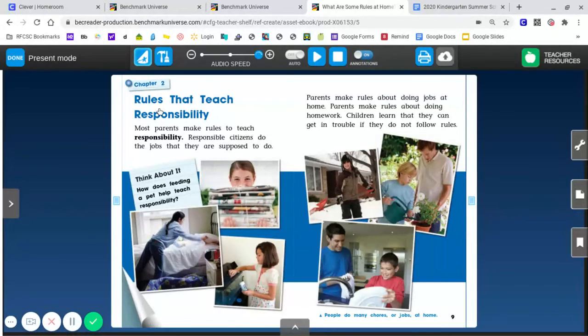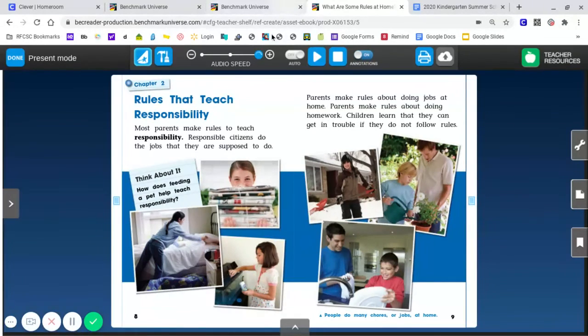Chapter 2. Rules that teach responsibility. Most parents make rules to teach responsibility. Responsible citizens do the jobs that they are supposed to do. Parents make rules about doing jobs at home. Parents make rules about doing homework. Children learn that they can get in trouble if they do not follow rules. Think about it. How does feeding a pet help teach responsibility? People do many chores or jobs at home.